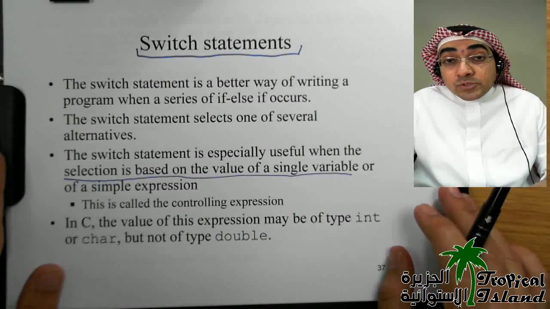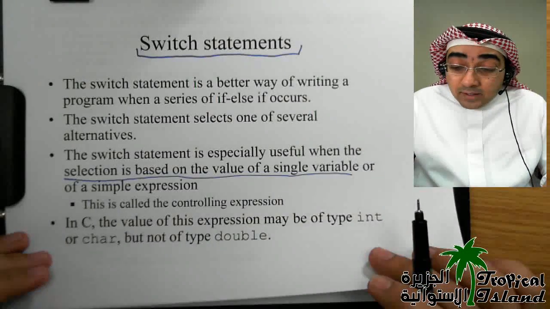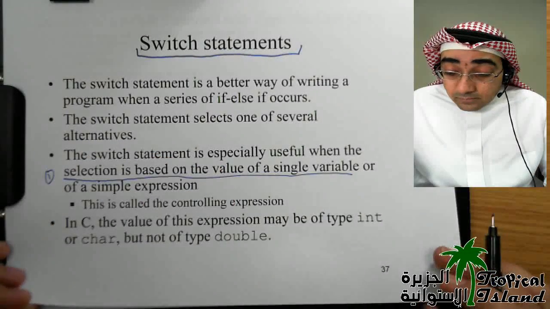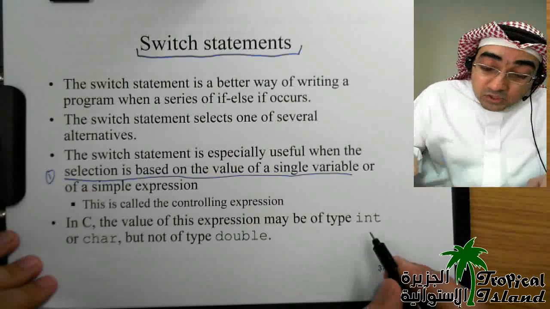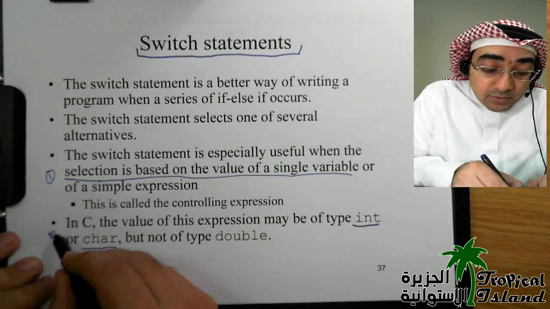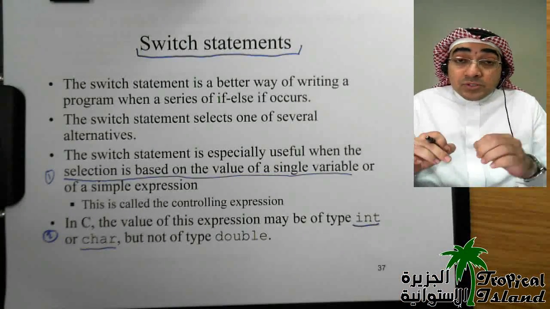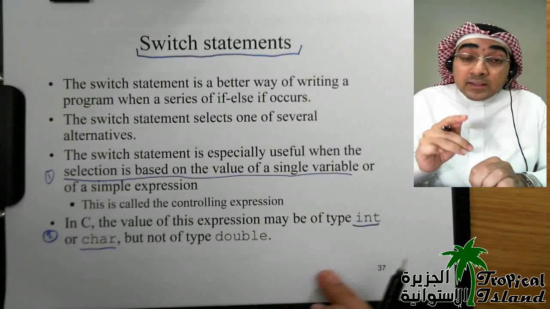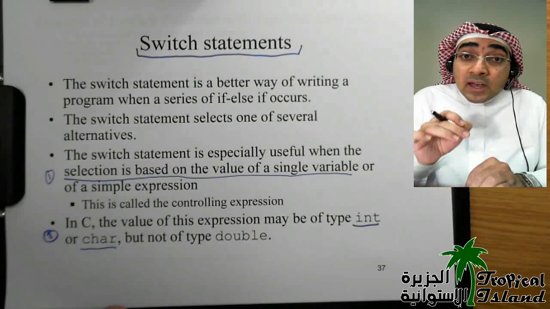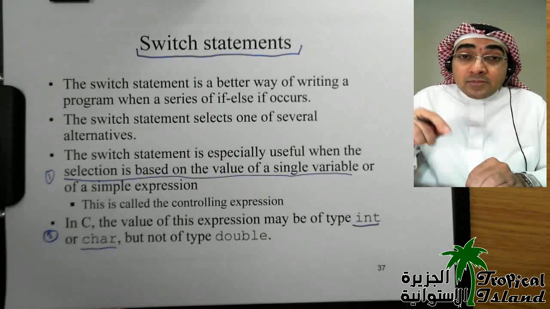So you cannot have a switch statement for multiple variables. You have to have a single variable. This is one condition, so condition number one. The second condition is that it has to be of type int or type char, but not type double. That's the second condition. And why do we say type int and char? Because in a switch statement, if it's an integer, you say: if integer x has a value of 1, do this. If the integer x has a value of 2, do this. If the integer x has a value of 3, do this.